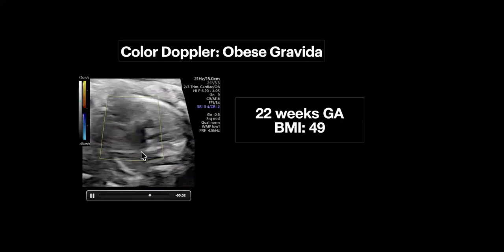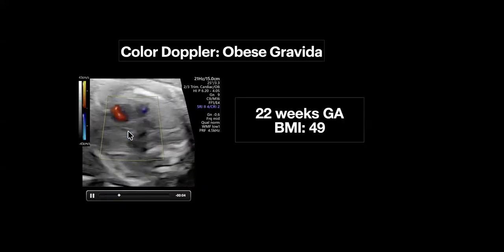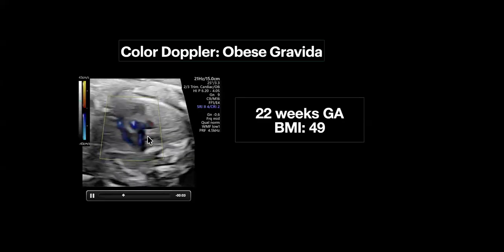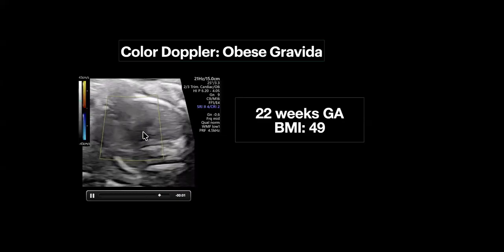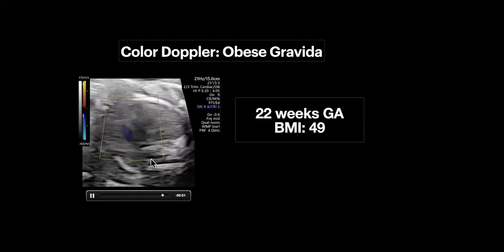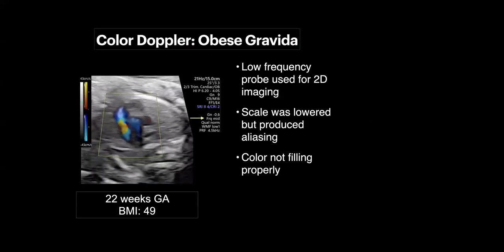And it makes you wonder, is there a reversal of flow that's going through this area? Is there some type of pulmonary valve issue? You could see a little bit of the transverse arch, but you're not sure. So really hard to see, right? So this is the sonographer, of course, really tried to utilize all the tools. Of course, a low frequency transducer was used. For 2D imaging, the scale was lowered, but produced the aliasing. Color was not filling properly.